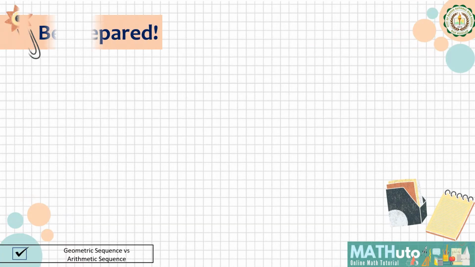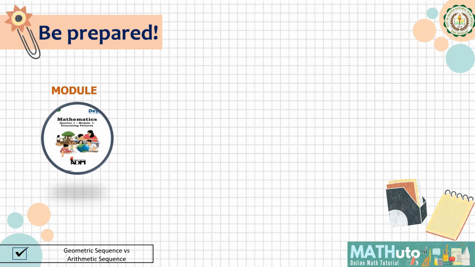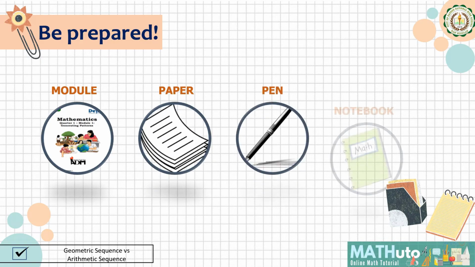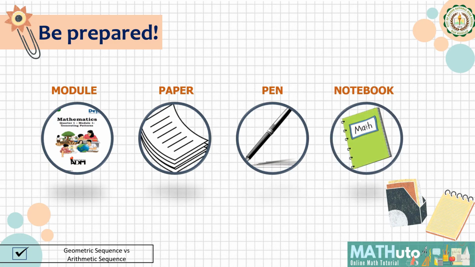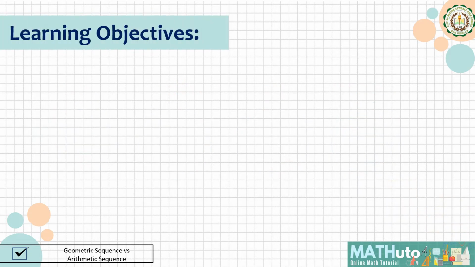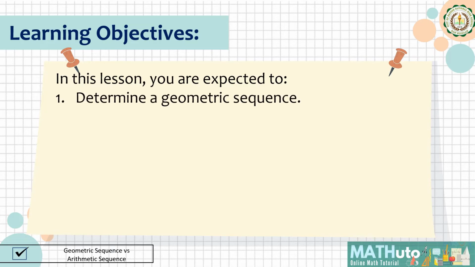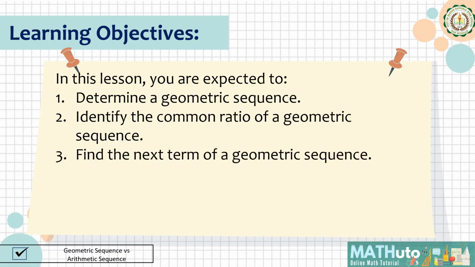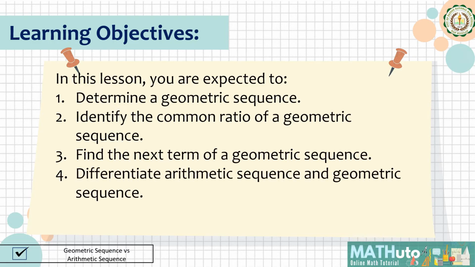Before we start, please prepare the following: your math module, piece of paper, a pen, and your notebook. In this lesson, you are expected to determine a geometric sequence, identify the common ratio of a geometric sequence, find the next term of a geometric sequence, and differentiate arithmetic sequence and a geometric sequence.